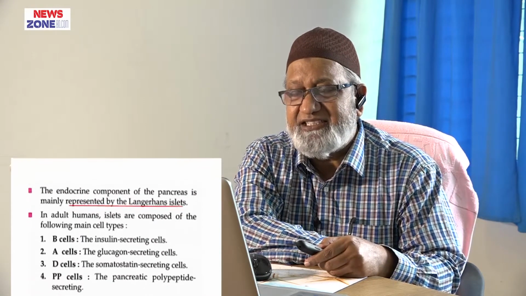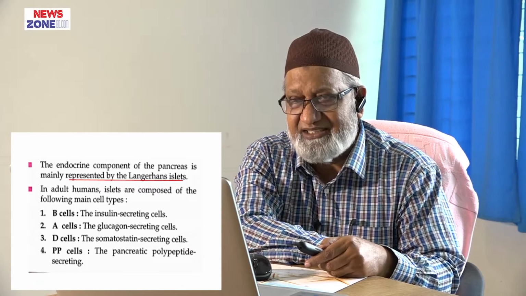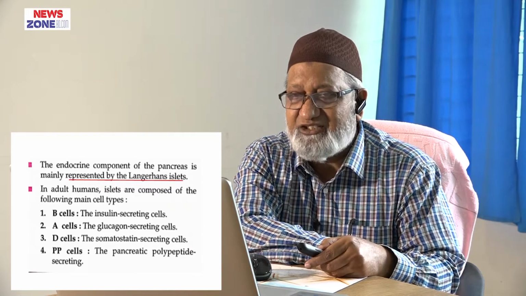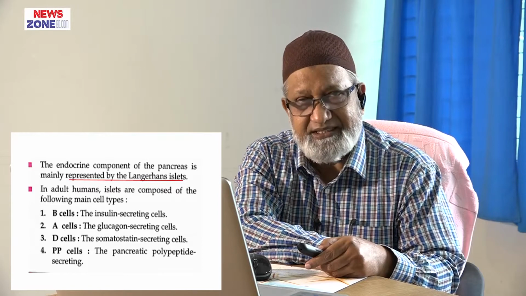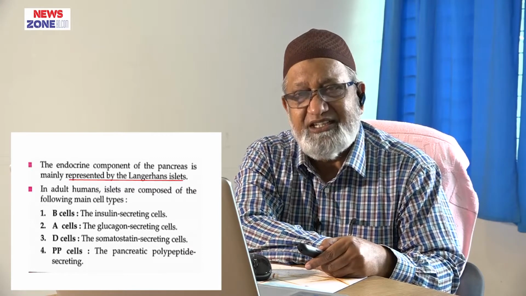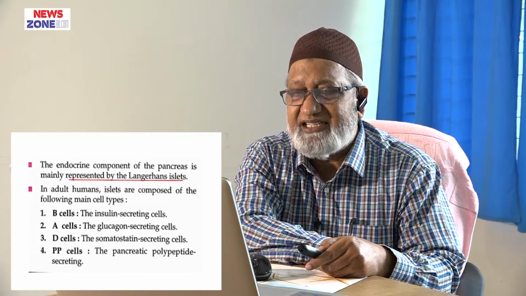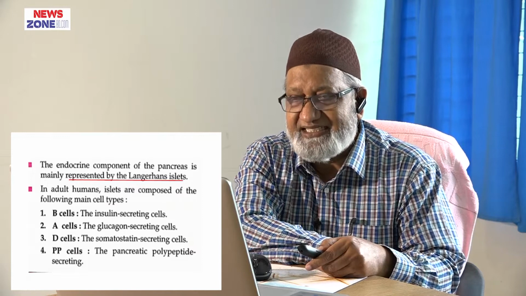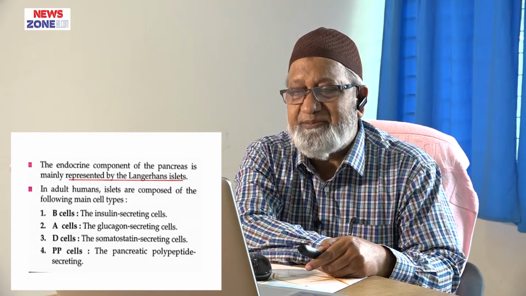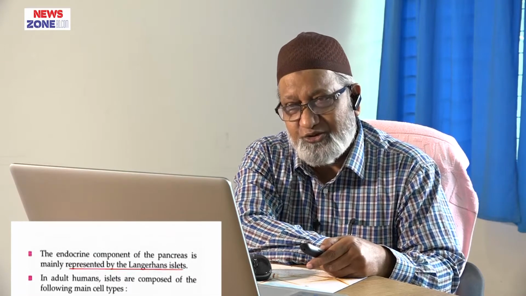The other endocrine component of the pancreas is mainly represented by the islets of Langerhans, and it is composed of beta cells which secrete insulin, alpha cells which secrete glucagon, delta cells which secrete somatostatin, and pancreatic polypeptide cells are also present.